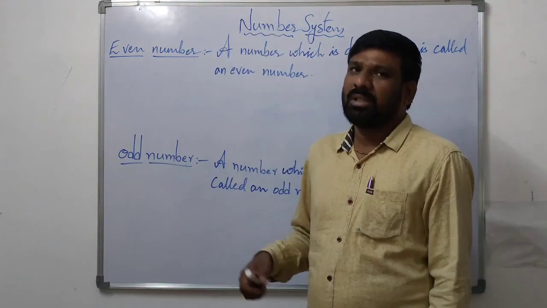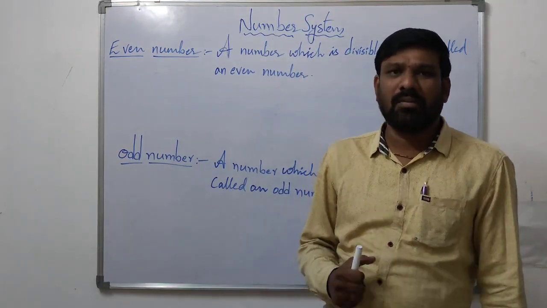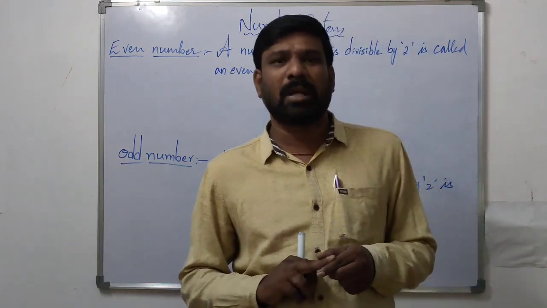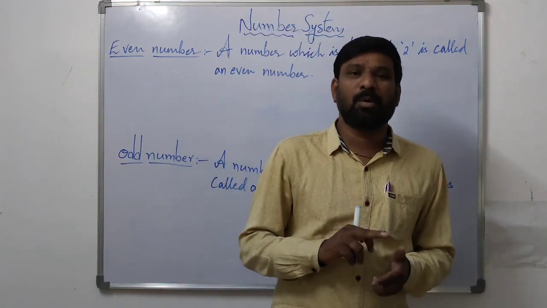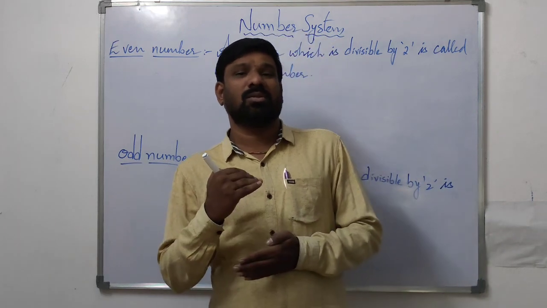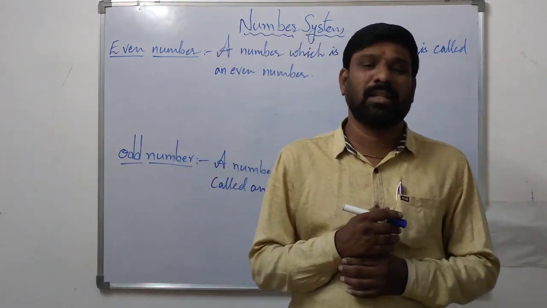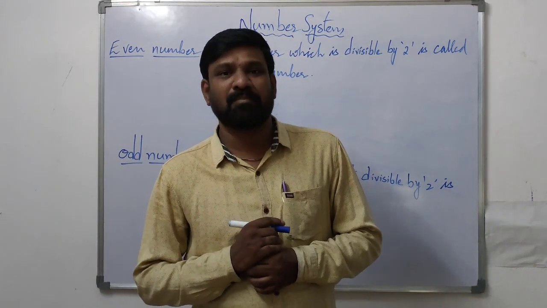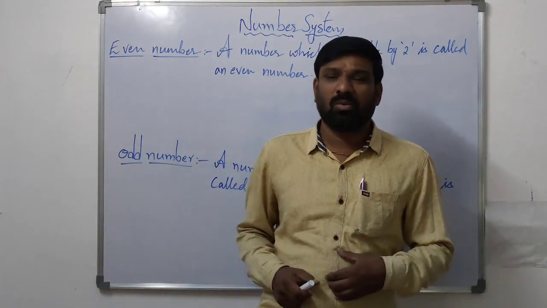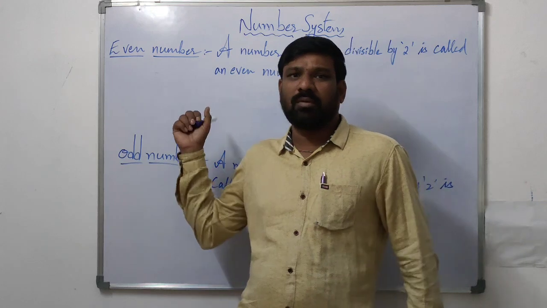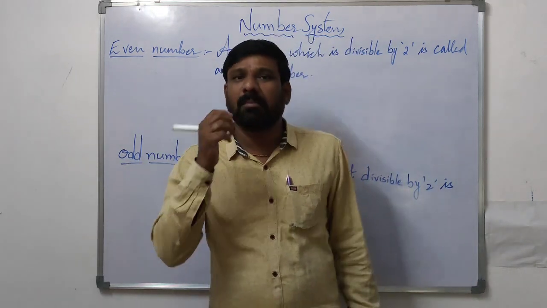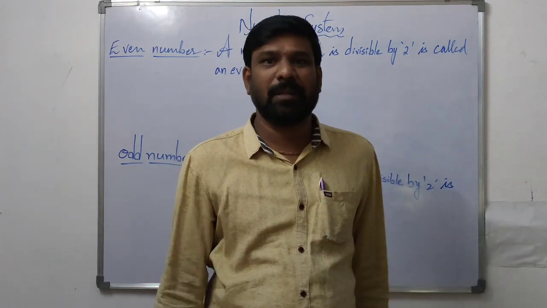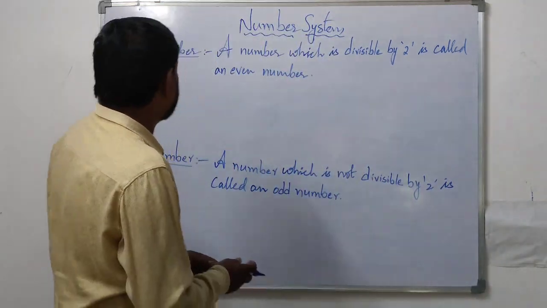In the last video, we have seen the definition of prime number, twin primes and co-primes, and composite number, and we have also seen the difference between the prime number and composite number, right? So now, in the number system, today we will try to discuss even number and odd number and divisibility rules. Okay, so let us see here.